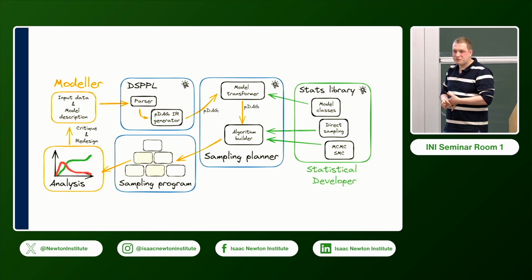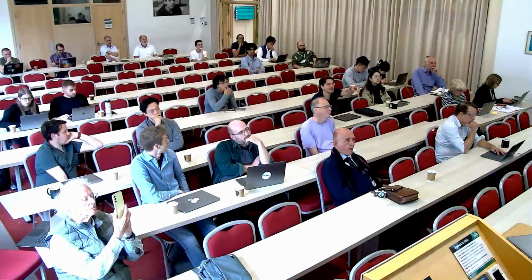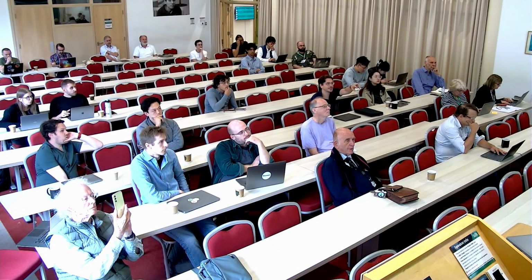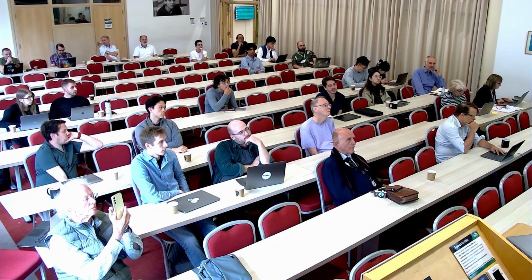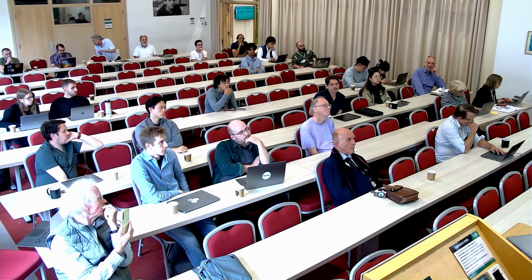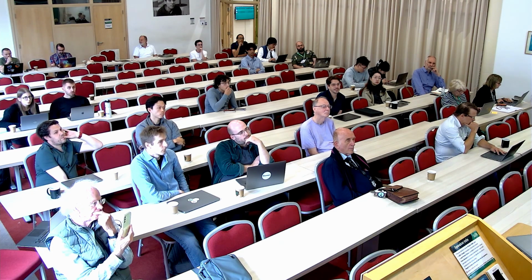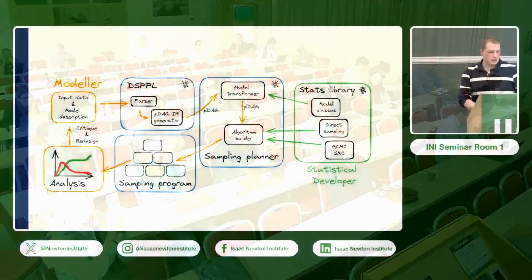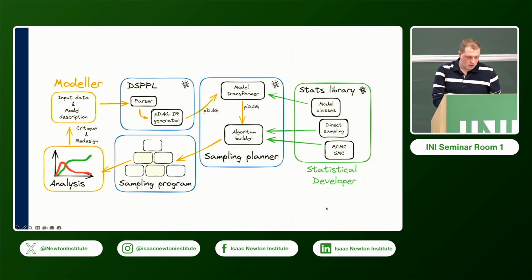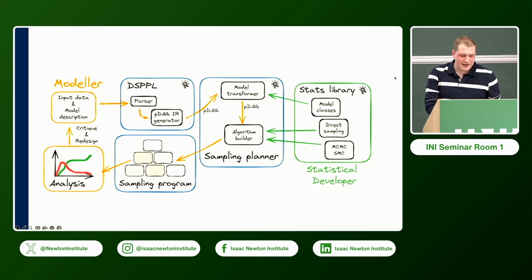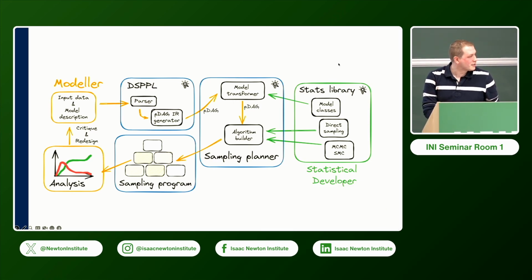And just to follow up, I was a bit surprised by the middle part, like the model transformer and algorithm builder. Why not take the GEM approach and compile to an existing PPL? I think a lot of the stuff that is in GEM already is actually in that bit. Is that right, Chris?